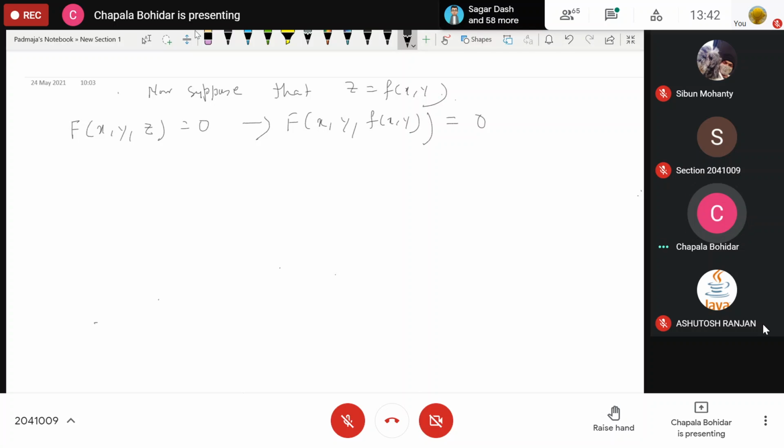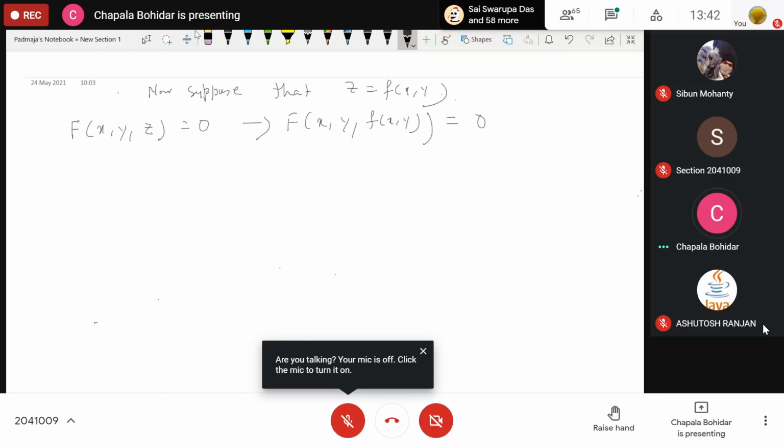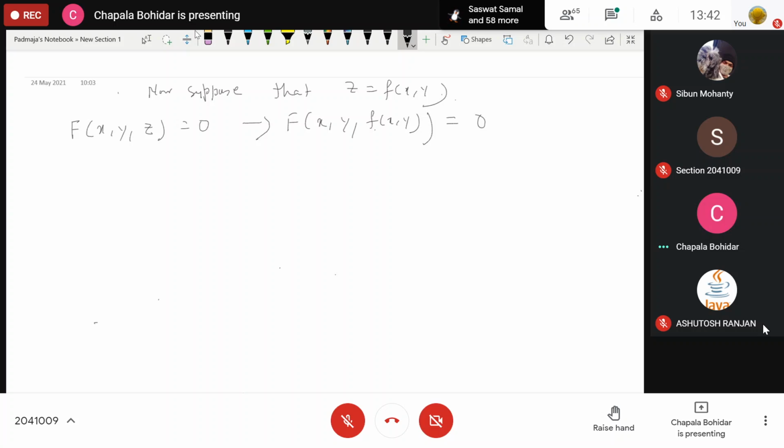So here, for all x, y, where it lies? That lies in the domain of f, and they are differentiable. So now hereby what we get here? Ultimately f is the function of x, y only. So here by using the chain rule, differentiate both the side with respect to x first.